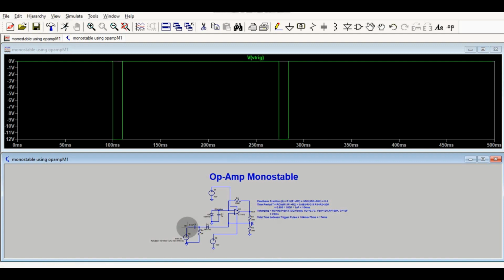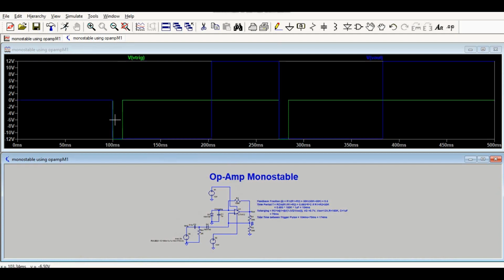All right, if I run the simulation here, this is the simulation, and this is the trigger pulse. You can see perfectly this is the trigger pulse, and now the output of this operational amplifier is in a stable state before the trigger. As soon as you apply a negative trigger pulse, your output becomes unstable and goes to minus 12 volt, until the time period t equals 100 millisecond, right? So you can see the charging behavior of this capacitor.